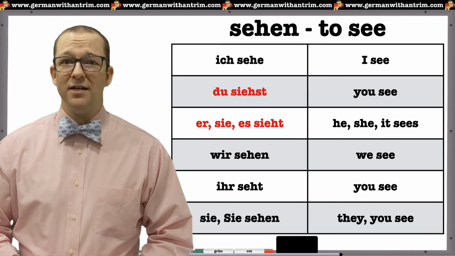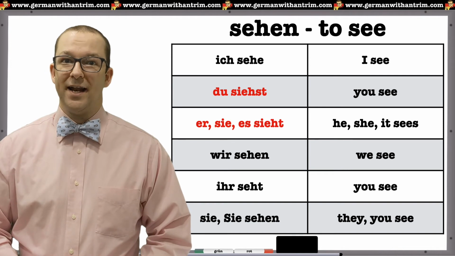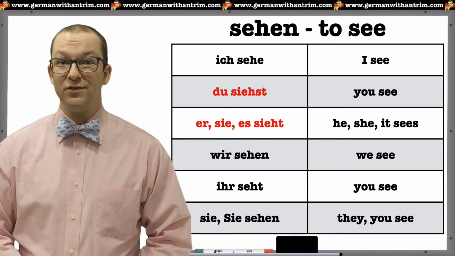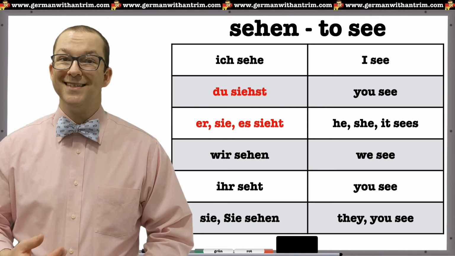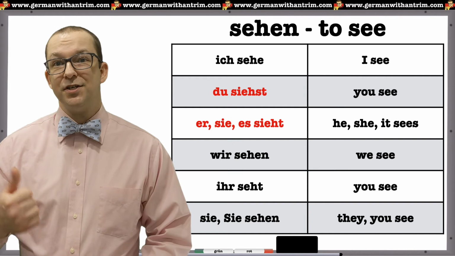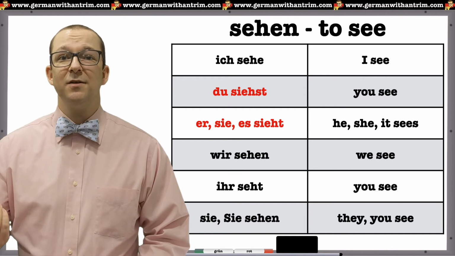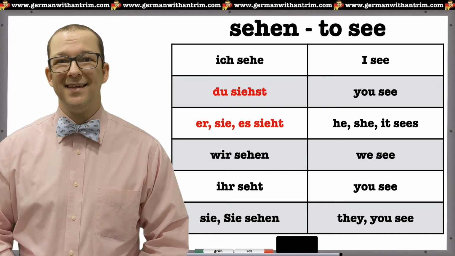The last category of stem-changing verbs is E to IE. As with all of the other categories, only the du and er forms get the stem change. You have probably already seen this in the verb sehen. Don't forget you can also use sehen with prefixes such as fern or aus, which changes the meaning of the verb. This means that you can have more versatile examples like these.